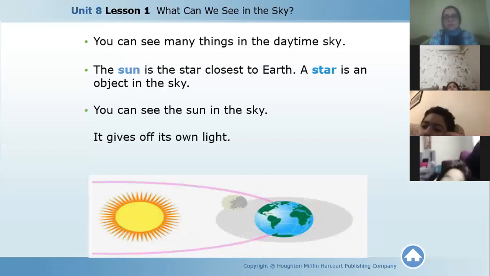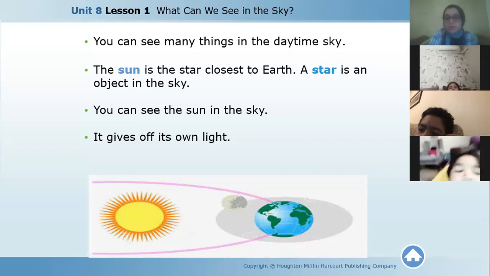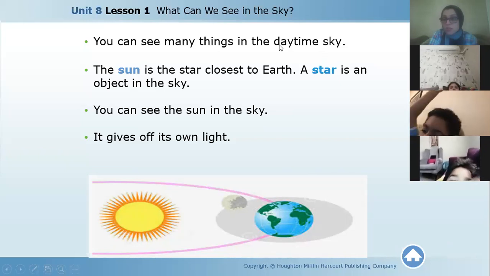So what's sun? Sun is a star. Sun is a big star. It's the closest one to the earth. It's an object in the sky that gives off its own light. What does the sun do for us? Who knows the answer? What does the sun do? Is the sun important? If you know, raise your hand.